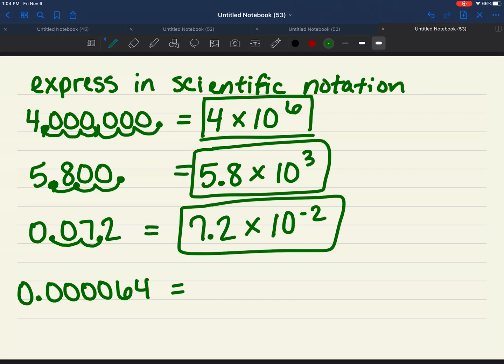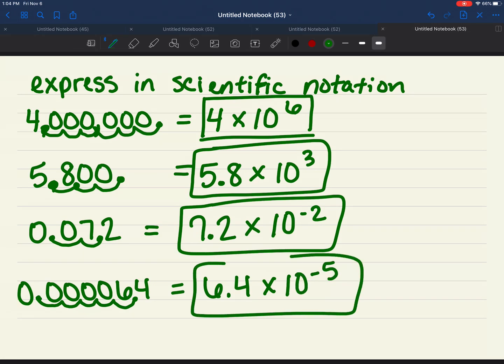Okay, somebody that hasn't gone yet want to try this one? Come on. Bella? Where do I want to move my decimal to? Okay, so how many times would I need to move it? 5. So what would be my final answer? How do you know it's negative 5? Small numbers are going to give you that negative exponent, okay? All right, how do we feel about that? Good.